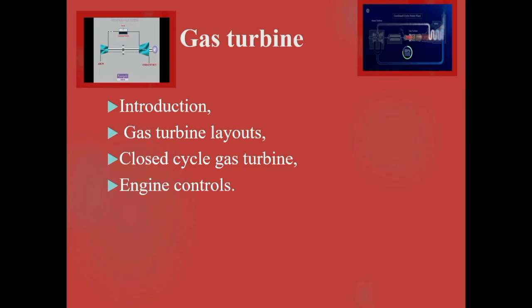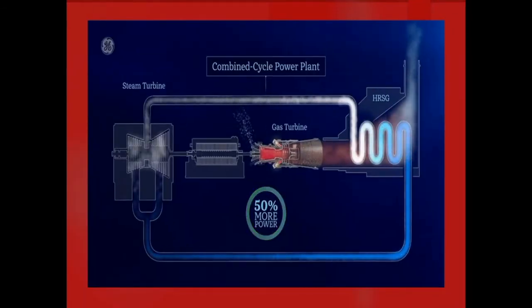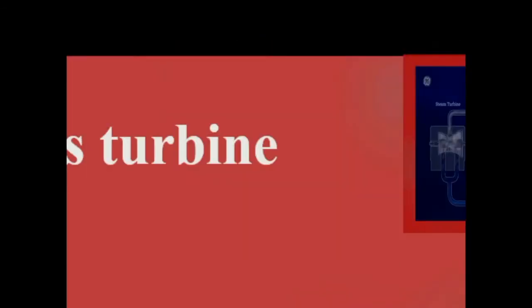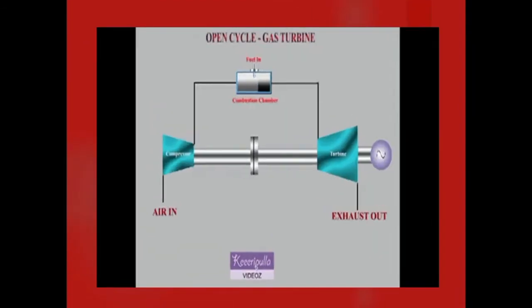The next chapter we are going to see is the gas turbine. This chapter is very useful to you if you opt for power plant instrumentation in your 8th semester. We will see the layout of the gas turbine, what open cycle and closed cycle are, and what engine controls are used in the gas turbine. How these gas turbines are useful for power generation, we are going to see that. Not just that, we are going to see what a combined cycle or open cycle of the gas turbine is, which helps increase the efficiency of power generation.